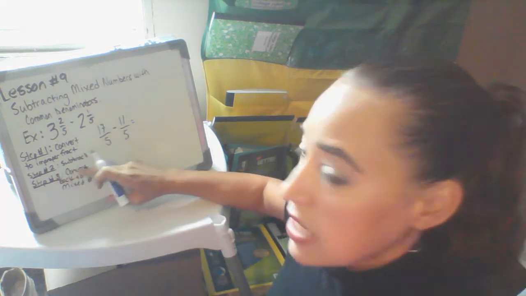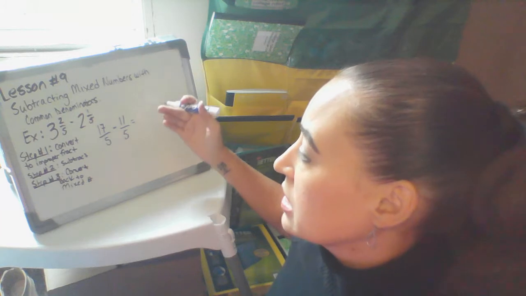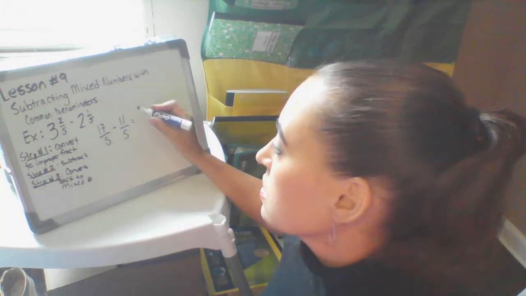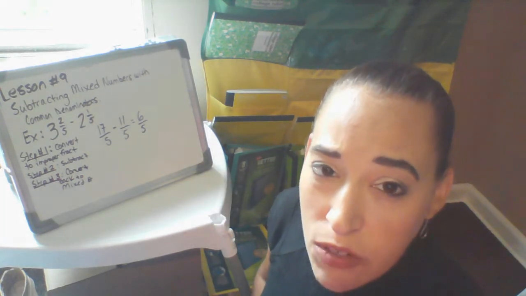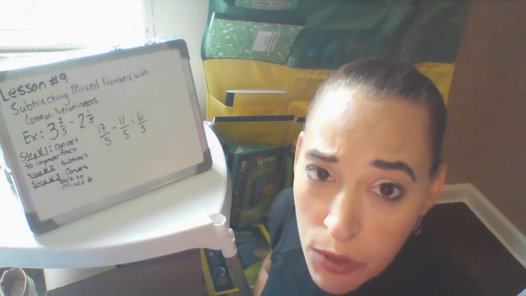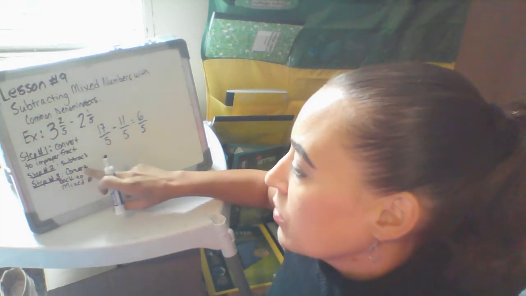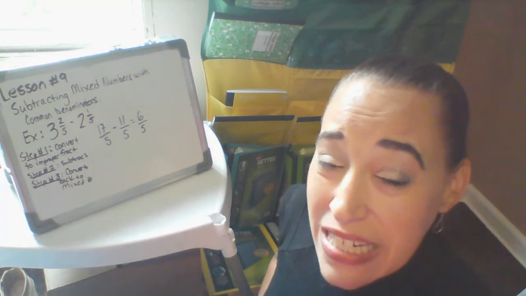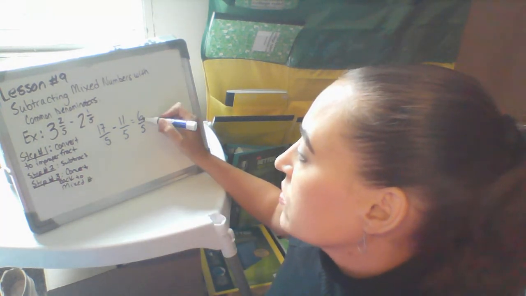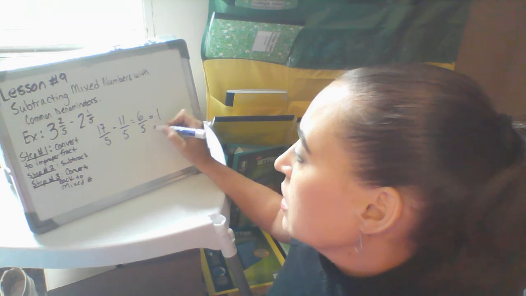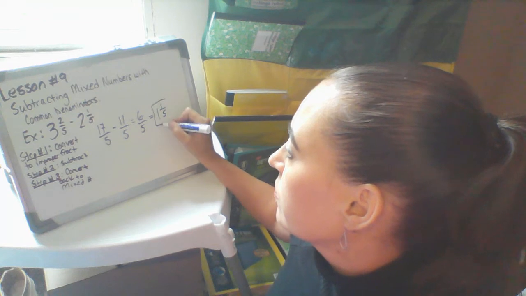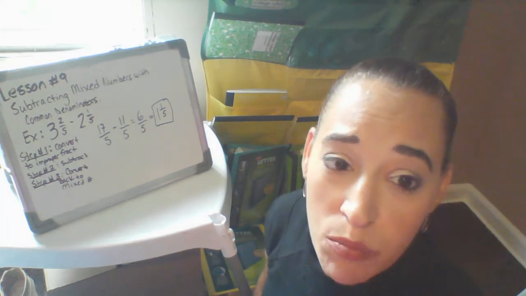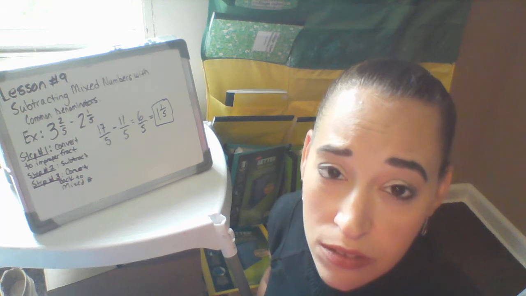So step 2 says you subtract. So now we can easily subtract these fractions. It would be 17 minus 11 is 6 over 5. Okay, again, that can't be your final answer because that's an improper fraction. So step 3, you need to convert back into a mixed number. So 5 goes into 6 one time with a remainder of 1 over 5. So that would be your final answer.